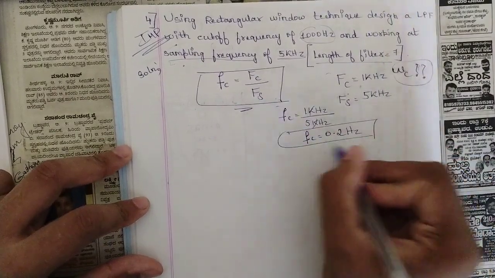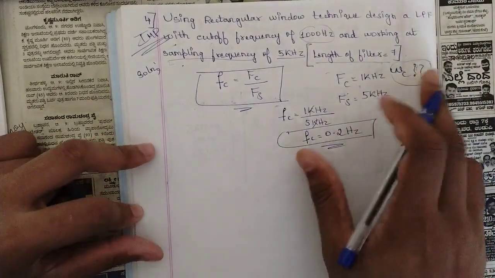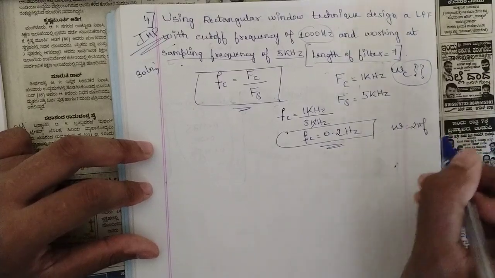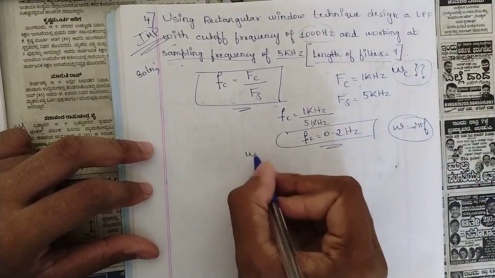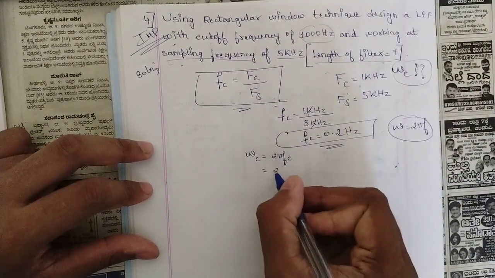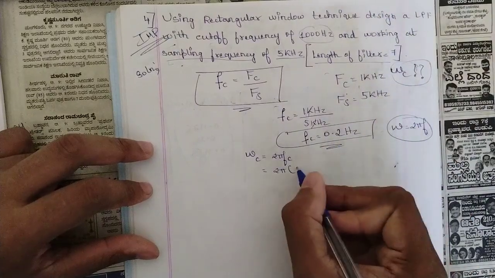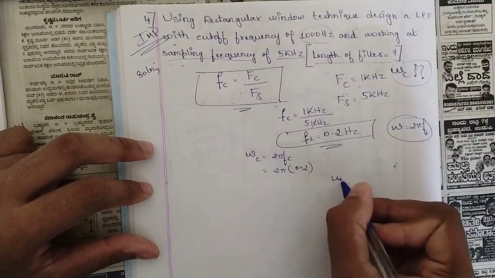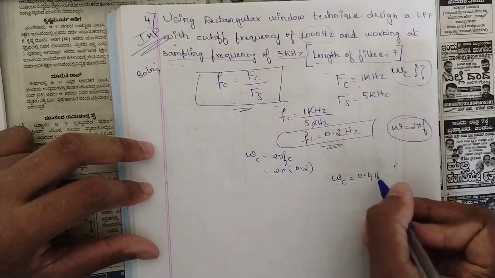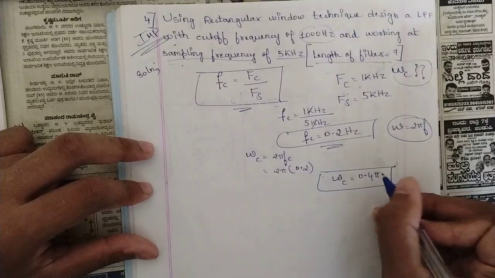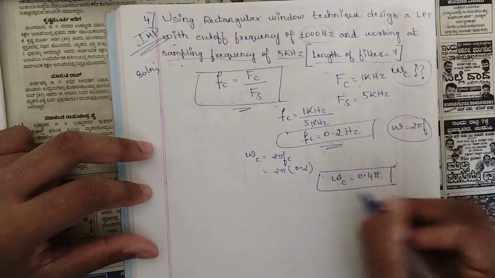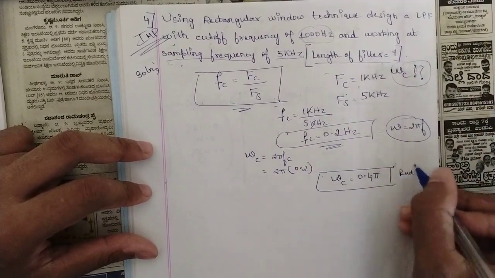But we need this in terms of radians per second, that is omega c. You know that the value of omega is 2 pi f, so omega c would be equal to 2 pi fc. So it is equal to 2 pi into 0.2. Our final value of omega c is 0.2 into 2, which is 0.4 pi. Don't substitute the value of pi because it would get complicated further in the problem. So keep this 0.4 pi as it is, radian per second.